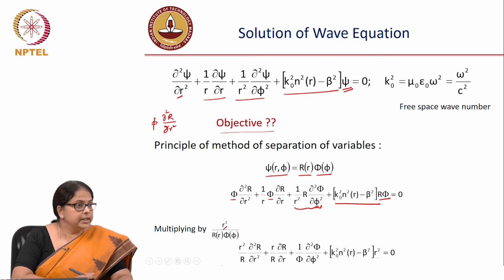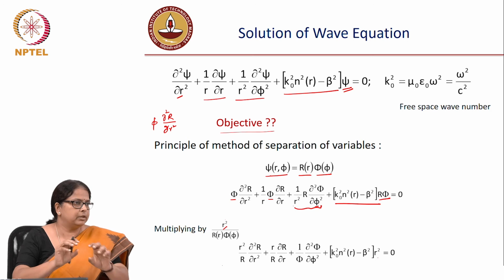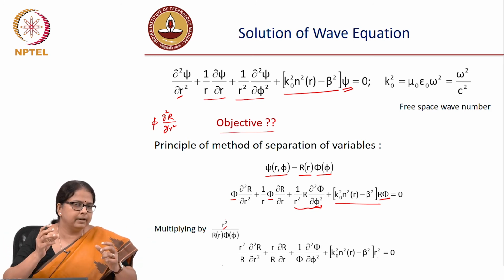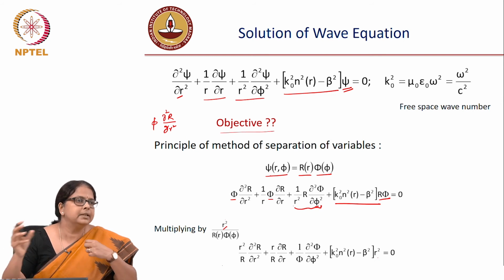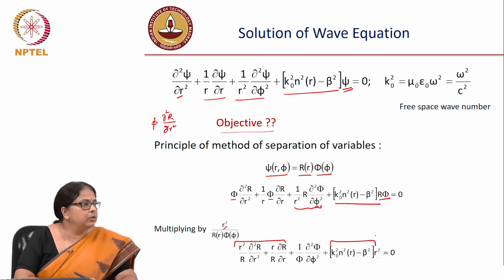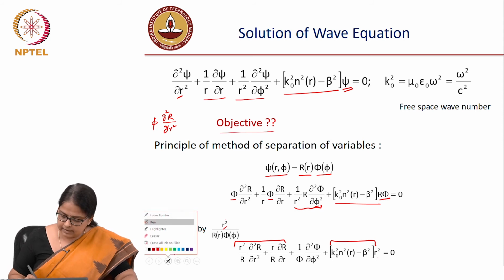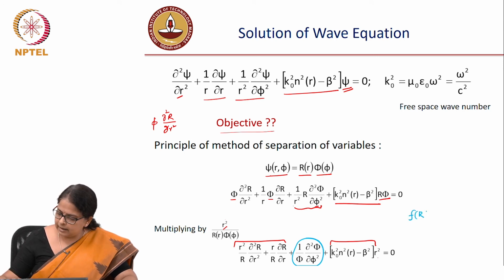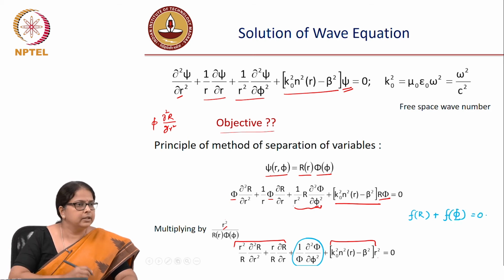Now, this is very interesting because this is the objective of the variable separable method, that you are able to separate out the differential equation into 2 equations in 2 variables separately. What we are trying to do is that you see here these 3 terms are dependent only on r, whereas the term here is dependent only on phi. So, it means that a function of r plus a function of phi is equal to 0.